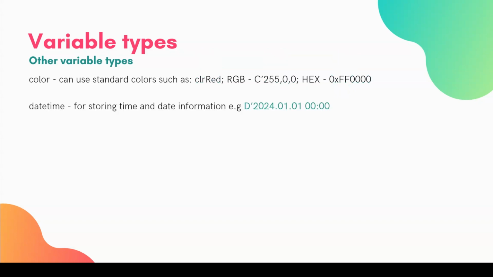We also have datetime, which is useful for storing time and date information. Again, like the color, we've got D with the single speech mark. We can set the year first, 4 numbers for the year 2024, a dot, the month, a dot, the date, and then we can use 2 further numbers separated by a colon for the time.